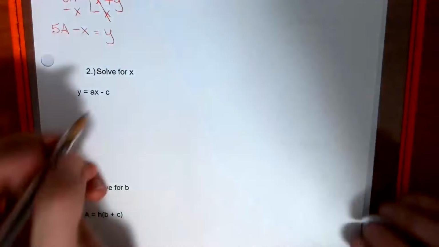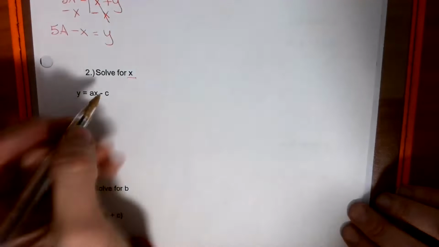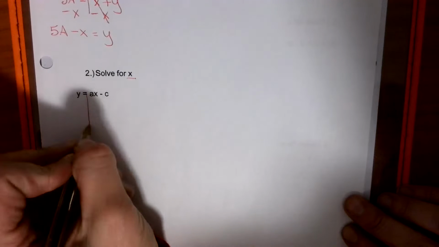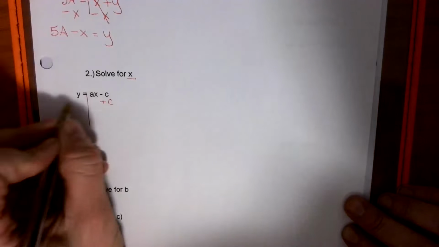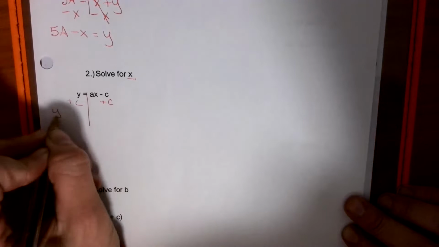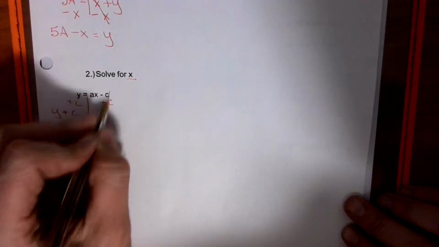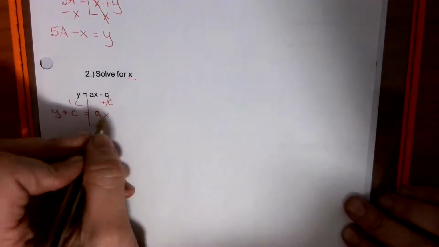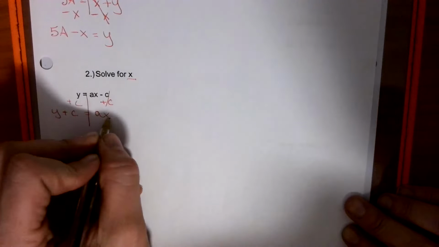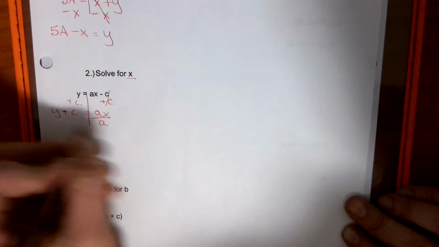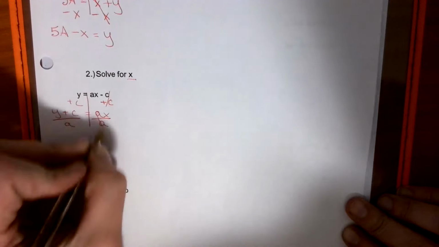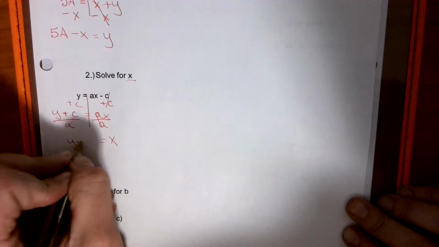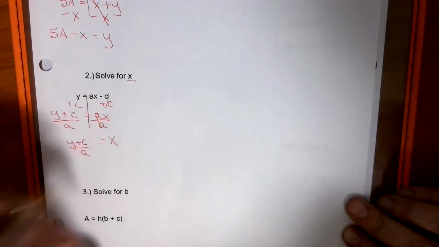But some kids don't like that. Solving for x, we've got to get x by itself. The first thing we want to do is get the c over to the other side. So we have y plus c equals ax. A is touching x, that means multiplication. So we have to solve it with the opposite, which is division. So we have to divide by the a, divide that whole side by the a. So x equals y plus c over a.